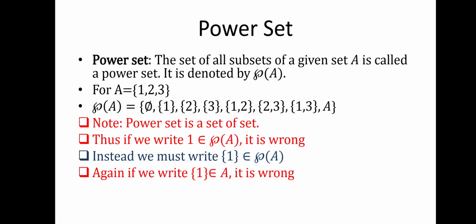Why? Because A is a normal set, it contains elements which are normal numbers. So A cannot contain a set. Well, that's how A is defined. So therefore what can we write? We can write that the singleton set {1} is actually a subset of A, right? Because that's the definition of power set. Power set is the collection of subsets of a set. So therefore {1} is actually a subset of A. So please be very careful with the notations.